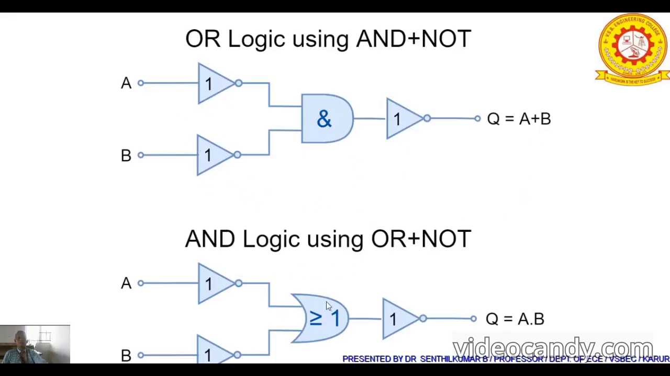This AND operation can be converted into OR operation with the help of NOT gates. Okay. Similarly, this is OR operation. This OR can be converted into AND with the help of these NOT gates. Okay, so this is the logic. You have to understand how AND can be converted into OR, and how OR can be converted into AND operation.